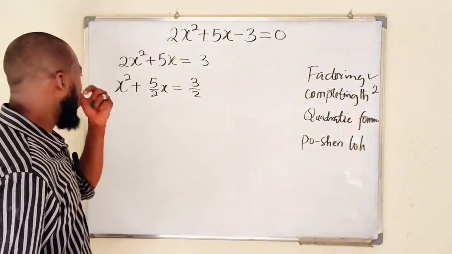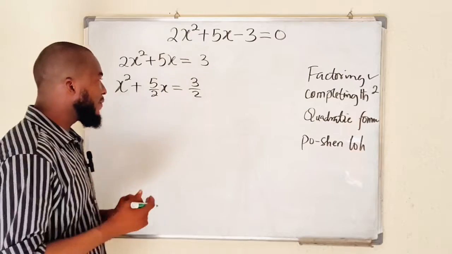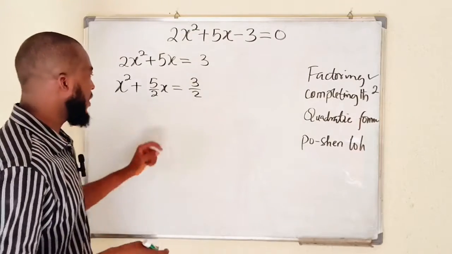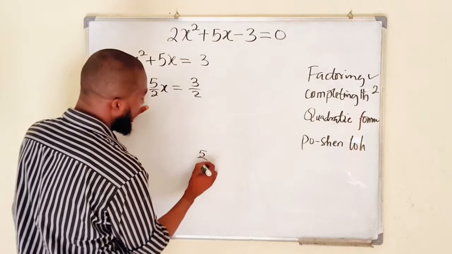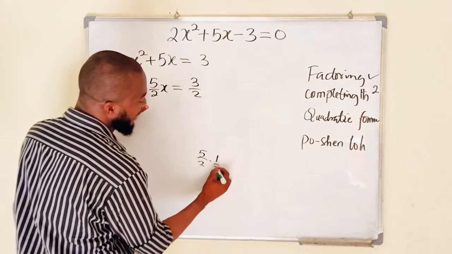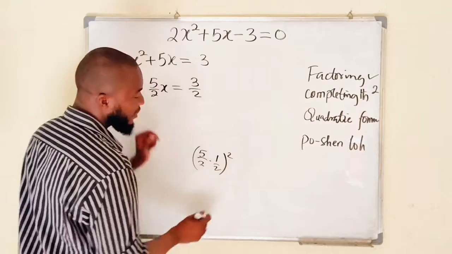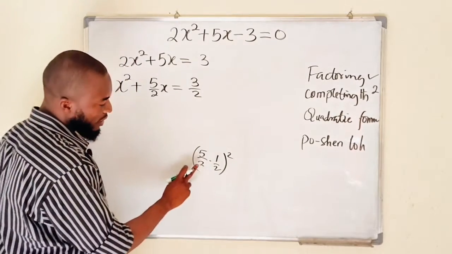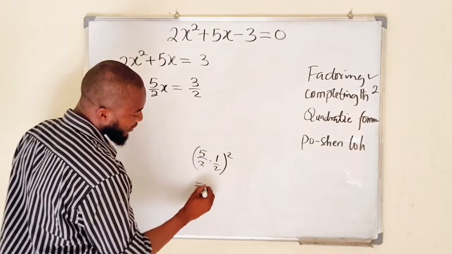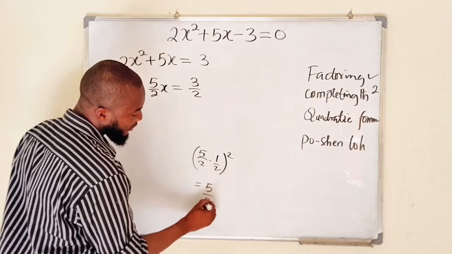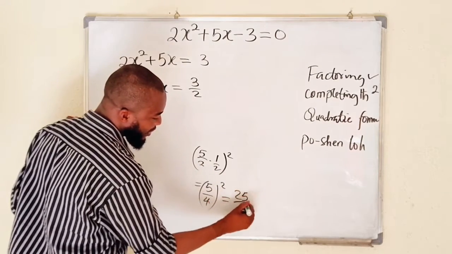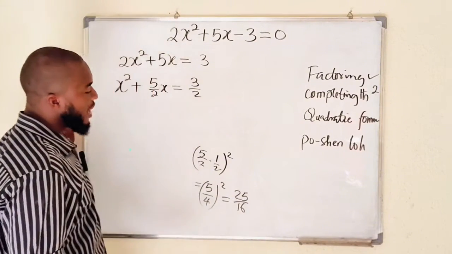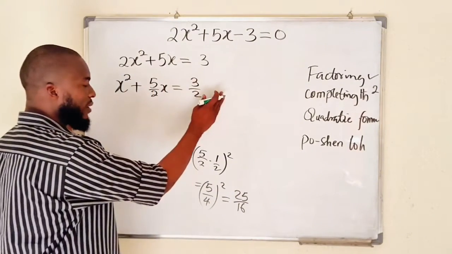Next, we are going to add the square of half the coefficient of x on both sides. So here, the coefficient of x is 5 over 2. Half of that whole squared. So this is what we are going to add to both sides. So you can see that 5 times 1 is 5, 2 times 2 is 4. If you square this, you have 25 divided by 16. So we are going to add 25 divided by 16 on both sides.